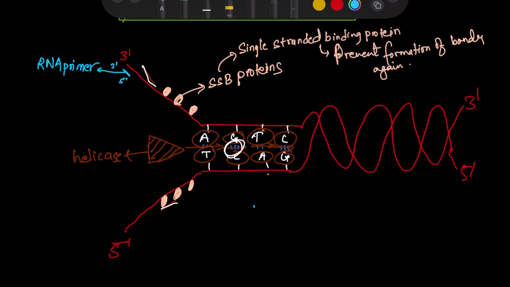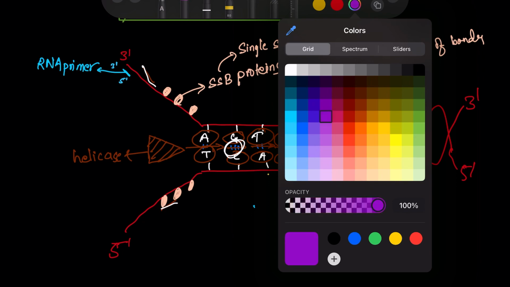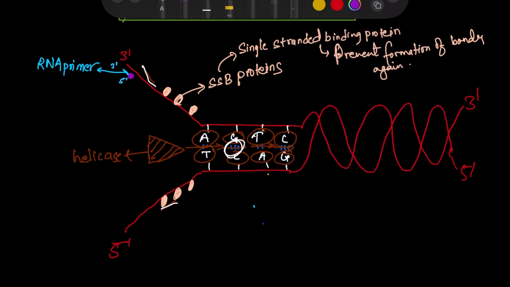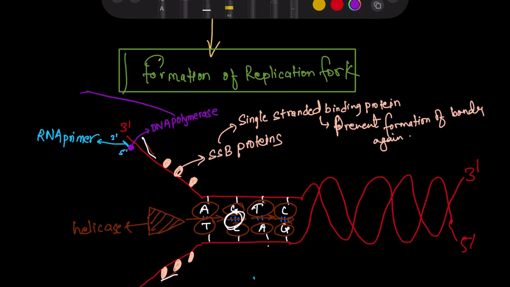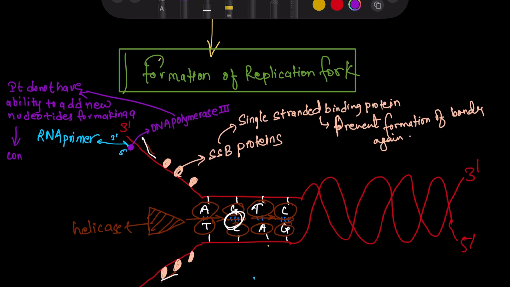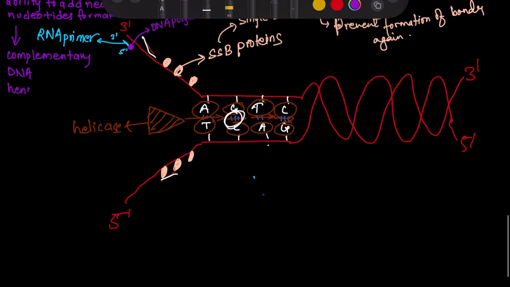Now what we have to understand is that the DNA polymerase, our hero, binds to the 5-prime end of the RNA primer. This is DNA polymerase. Now if I have to add a note, it does not have the ability to start, especially DNA polymerase 3. It adds new nucleotides for making complementary DNA. Hence, a primer is required, right?